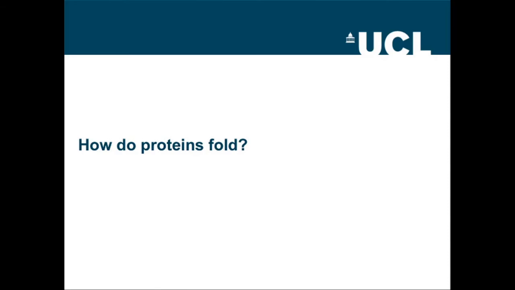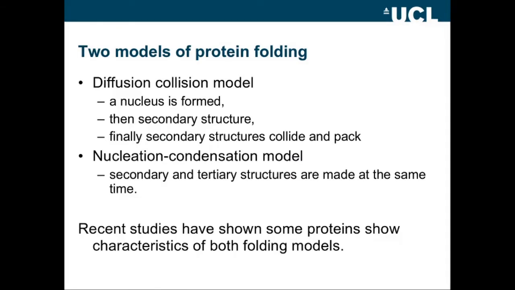How do proteins fold? Well, there are 2 models of how this happens. The first is the diffusion collision model, where parts of the unfolded protein come together to form some sort of folding nucleus. Then there's formation of secondary structure, and finally the secondary structures collide with one another and pack together in an optimal way. The second model, the nucleation condensation model, is one in which the secondary and tertiary structures are formed at the same time.